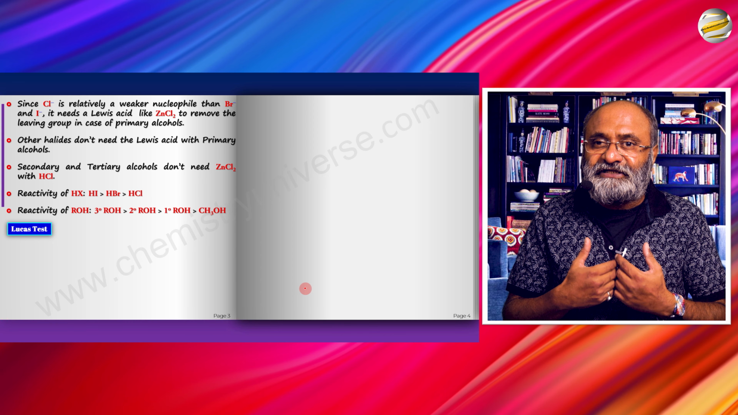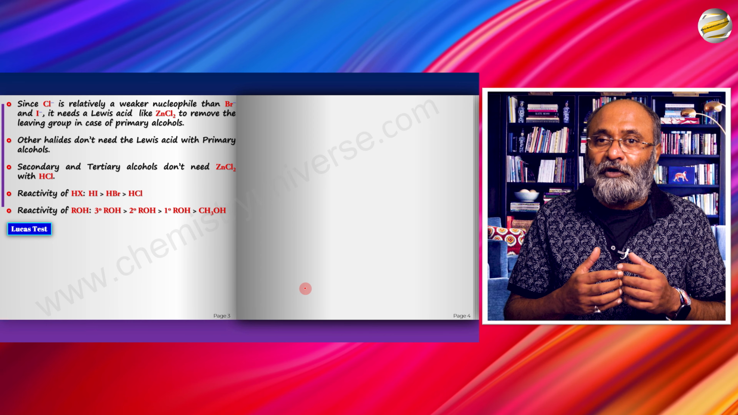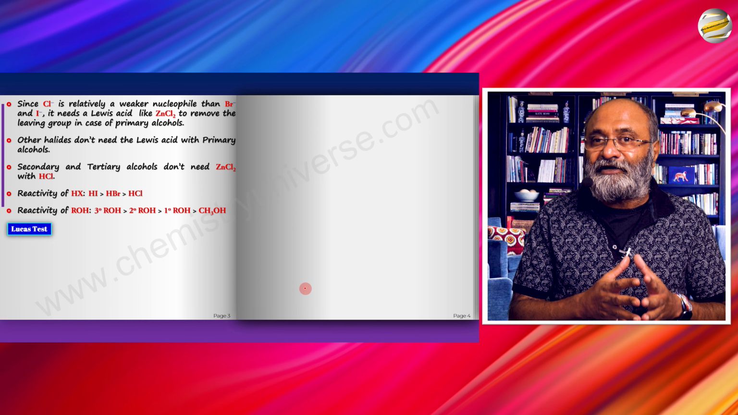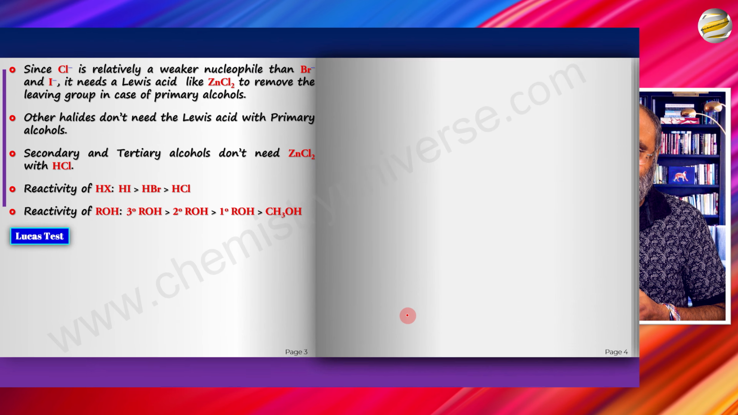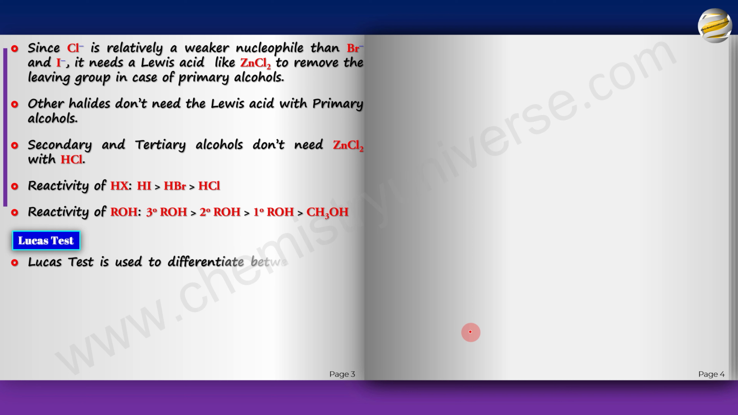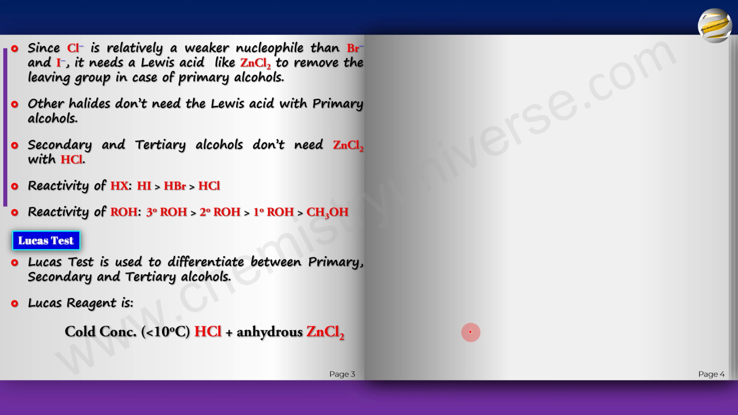So the speed at which this precipitate is formed tells us what kind of an alcohol it is. Since you've already seen the reactivity of tertiary being more than secondary, secondary more than primary, the immediate result, immediate cloudiness, immediate precipitate signifies tertiary. A little bit more time, secondary, and a lot of time, primary. That is how this Lucas test works. So Lucas test is used to differentiate between primary, secondary, and tertiary alcohols. And Lucas reagent is cold concentrated, less than 10 degree HCl and anhydrous zinc chloride.